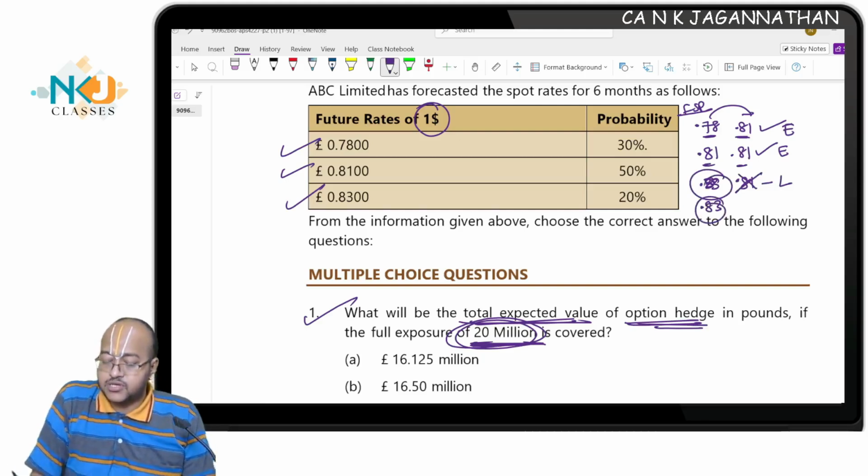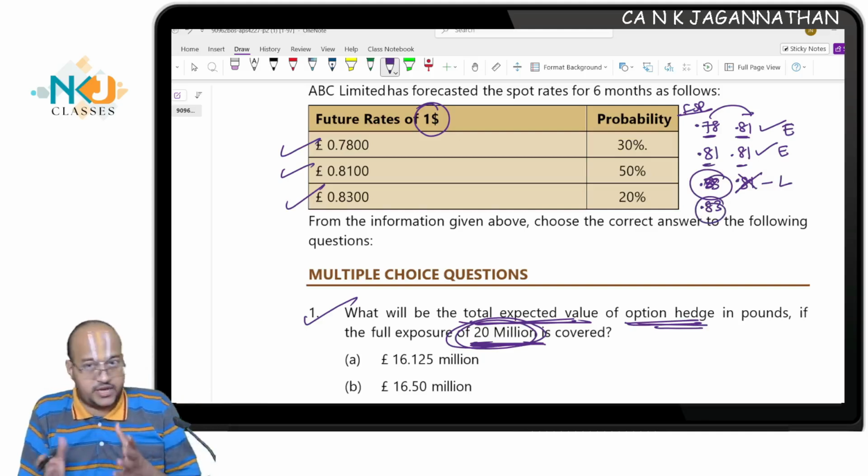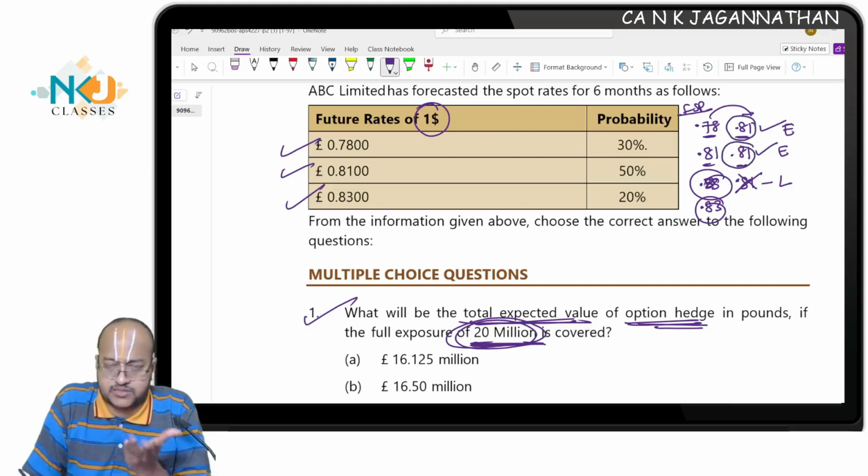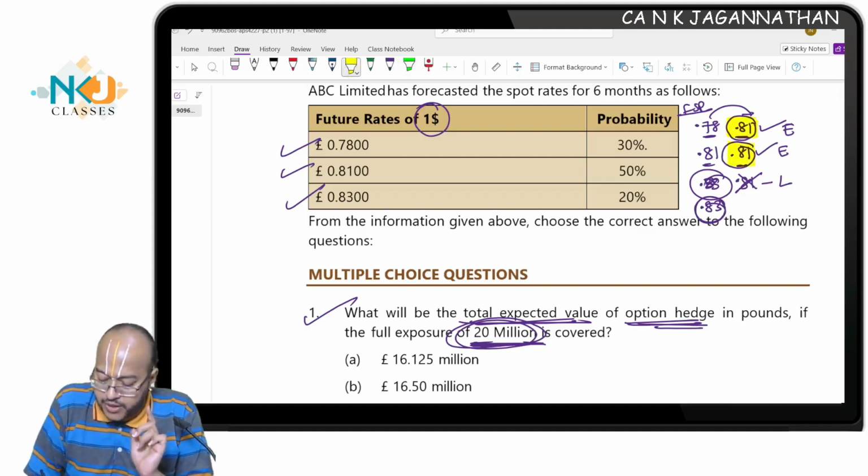Are you all understanding? So what I will do is, there are two ways. I'll just explain: you will take the respective selling price. So 0.81 I will consider. Here also I will consider 0.81 because both are the same. Here I will consider 0.83. Are you all understanding? Here I can mark it. This is 0.81, 0.81, 0.83.